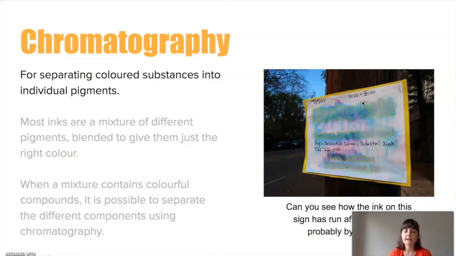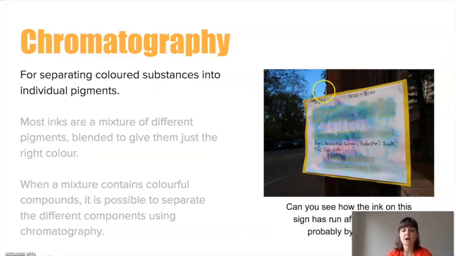So, most inks are a mixture of different pigments blended together to give them the right color. If you take a highlighter as an example, it might look like this is a red highlighter, but if you were to use chromatography, you would find out exactly what colors are in here to make up this red color. So, when a mixture contains colorful compounds, it's possible to separate those components using chromatography.